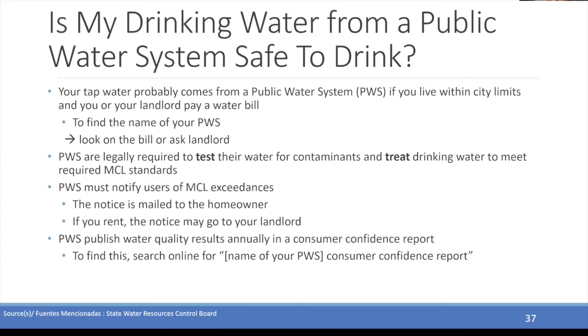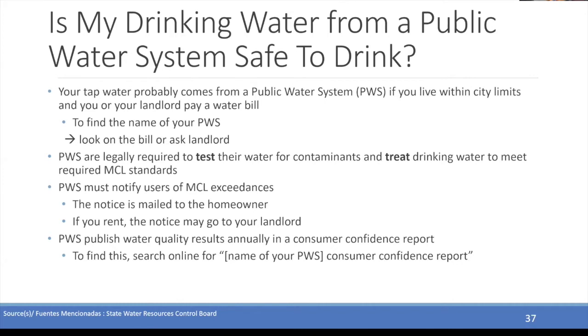Public water systems have legal requirements to test for a variety of contaminants and to treat that water to meet required standards. They also must notify users of any exceedance of a maximum contaminant level, and this notice is mailed to homeowners at least once a year. But if you're renting and you aren't paying the water bill, this notice may go to your landlord.